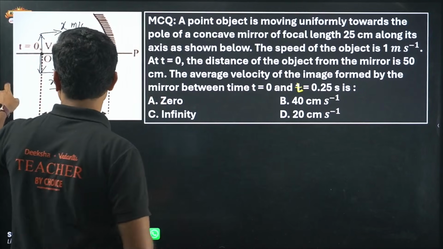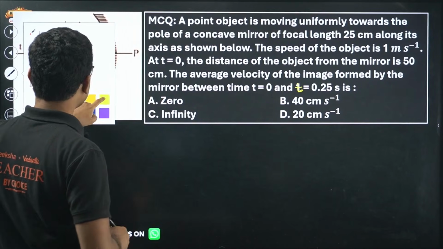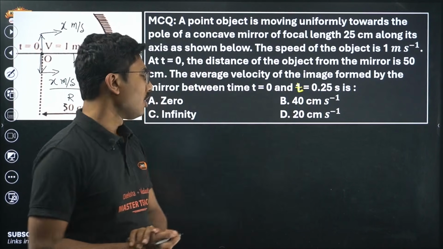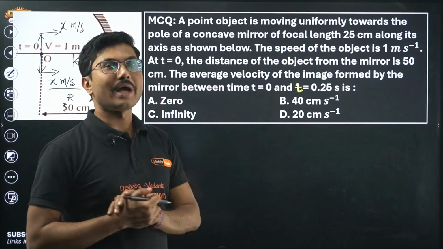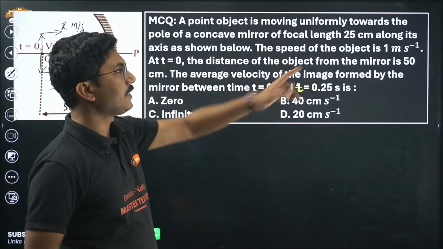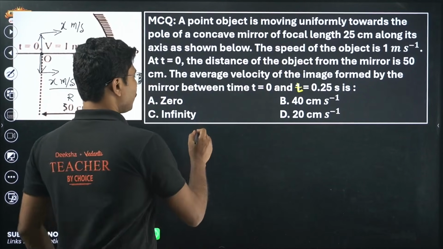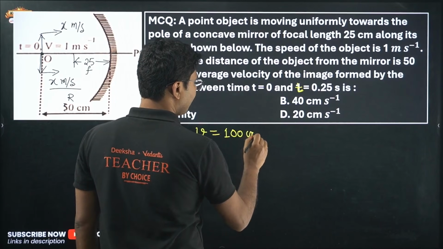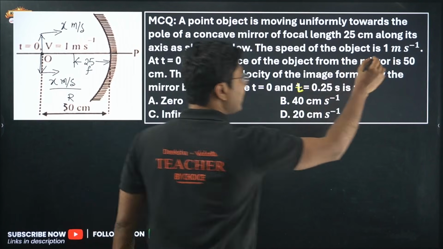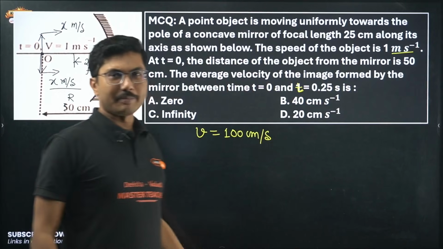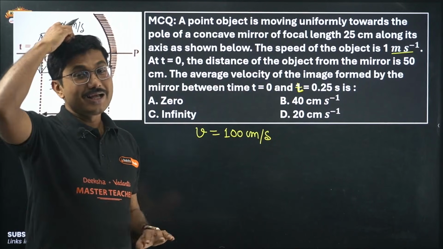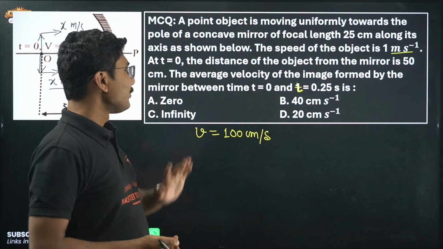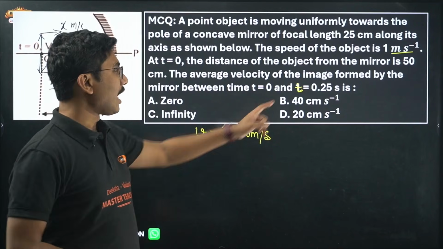Okay, let's start. We have to find where the object will land after 0.25 second. The speed of the object is 1 meter per second, or 100 centimeter per second. Because it is given in meter per second, we have to convert it to centimeter. So it is a case where meter is being converted into centimeter, not the other way around. So v is 100 centimeter per second, and this is after 0.25 second.